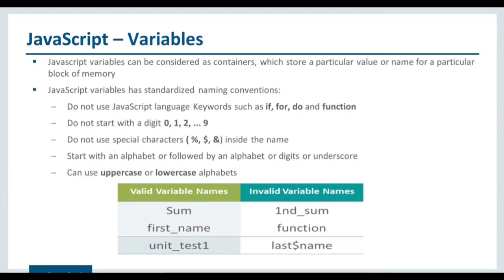How do we write a variable? JavaScript variables can be considered as containers which store a particular value, or a name for a particular block of memory. Now, as in any other language which has strict types, for example, if you take up Java or C++, if I want a variable that should contain only a number, then I make sure that I declare that variable with its type. For example, int a. So now variable a will always contain a number. But it is not the case in JavaScript.